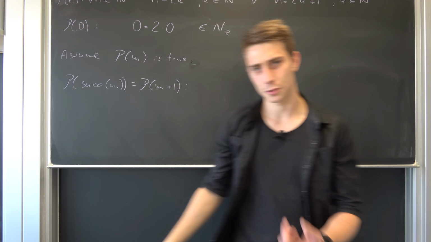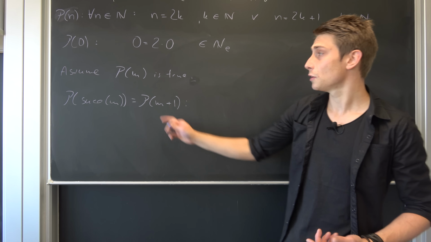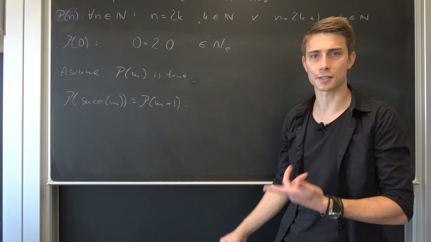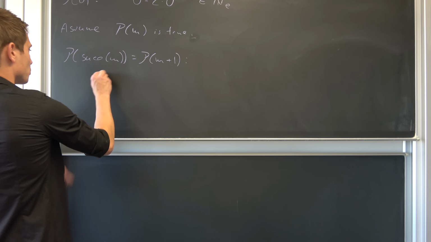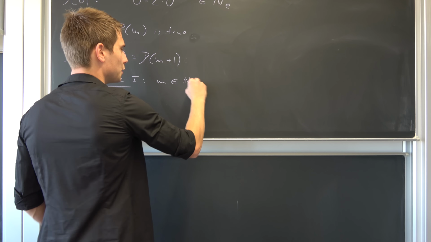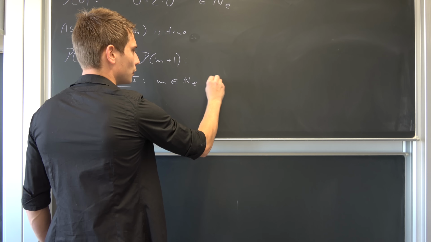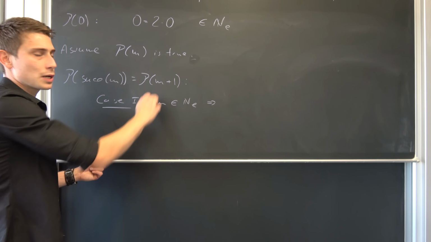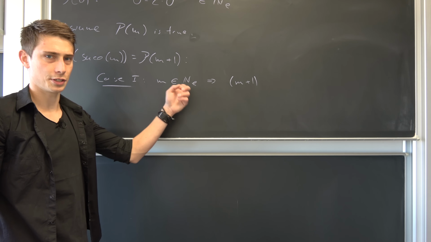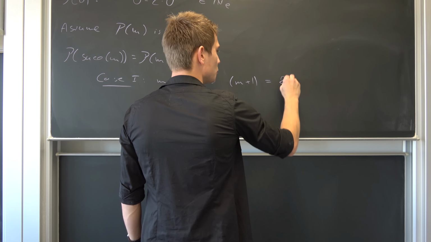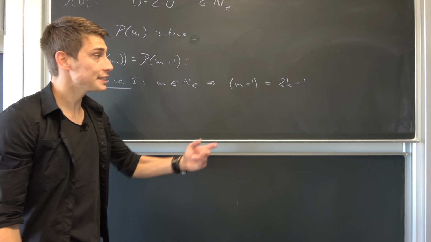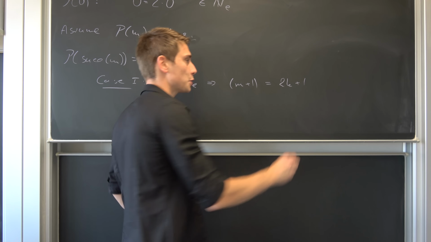Now we have to consider two main cases, basically. Either m has been odd or m has been even. Let's start off with the even one. So we have case 1. m is an element of the even natural numbers. Well, what does that mean for our m plus 1? If m is an element of the even natural numbers, it's of the form 2 times k, where k is an element of the natural numbers, and now plus 1. And by definition, this right here is just an odd natural number.